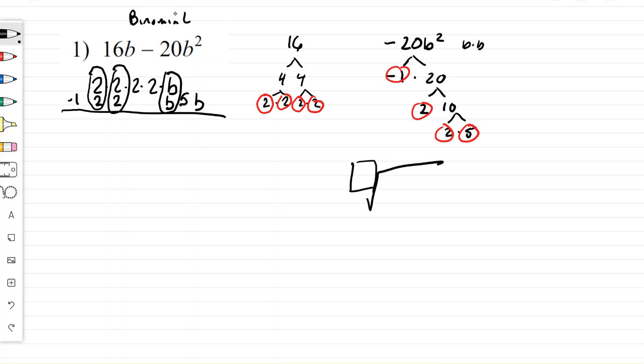Since we have pairs, we're going to take this pair and bring it straight down and say, okay, well, there's a pair of 2's. Let's bring this one down. There's a pair of 2's. And let's bring this b down. There's a pair of b's. So I just found my greatest common factor. My greatest common factor is when you combine all these, you get 4b.